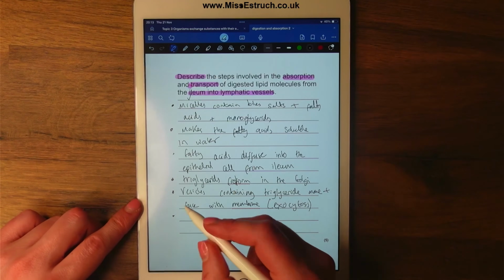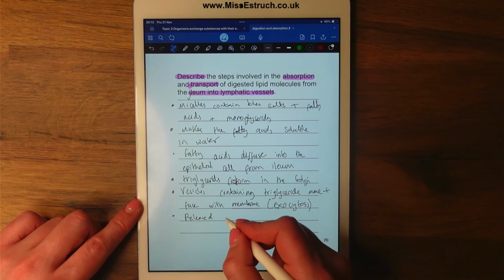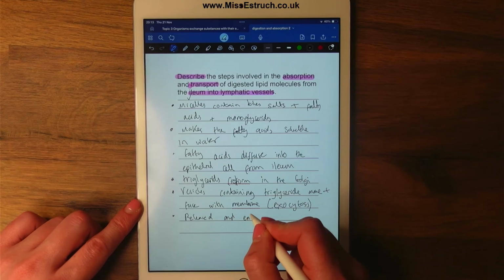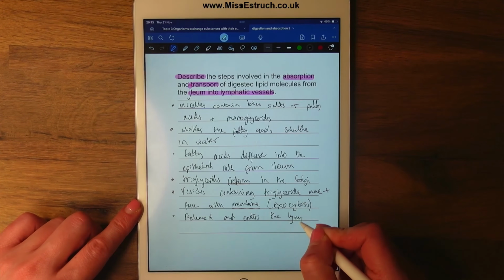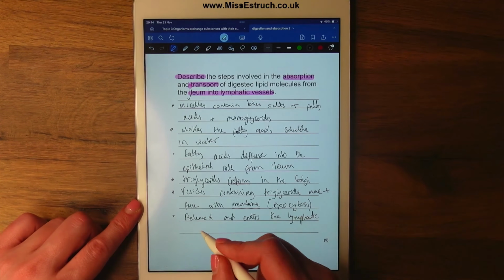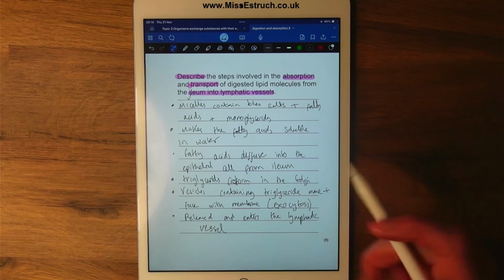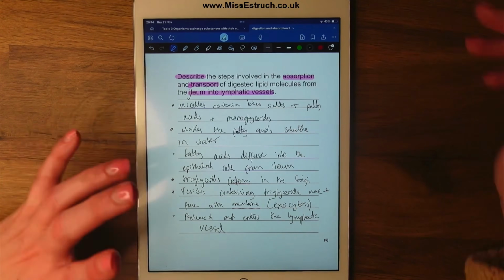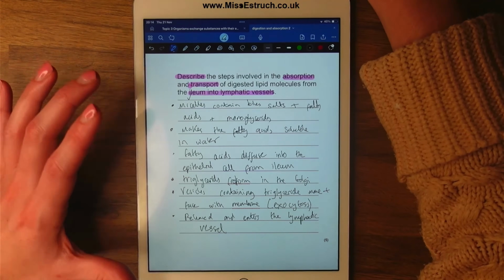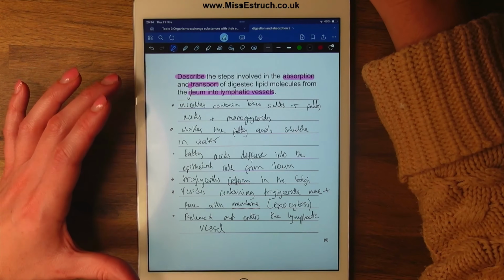And then the last thing is to say, well, how does that get it into the lymphatic vessel? So I'm going to say it's released and enters the lymphatic vessel. There we go. So that would be 1, 2, 3, 4, 5, 6 bullet points for a 5 marker. So yeah, we've definitely covered it, going back to make sure we've covered all of the key concepts there.